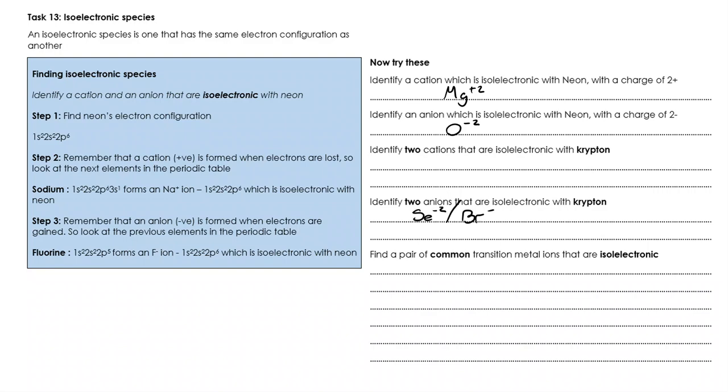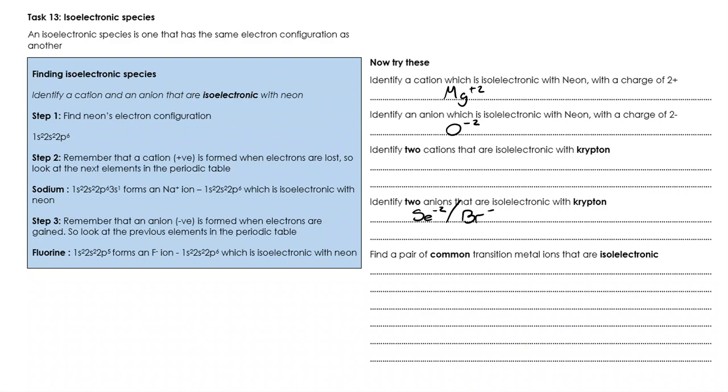O2- is the anion that would give us the same electron configuration as neon. I've also put down here the 2 anions that are isoelectronic with krypton. So it could be Br- because the Br- has gained 1 electron to have 36 electrons, and Se2- has gained 2 electrons to have 36 electrons. And then you can go to your periodic table.